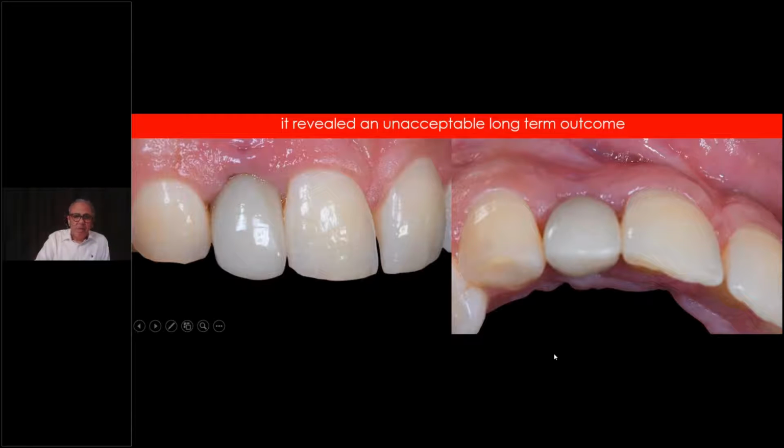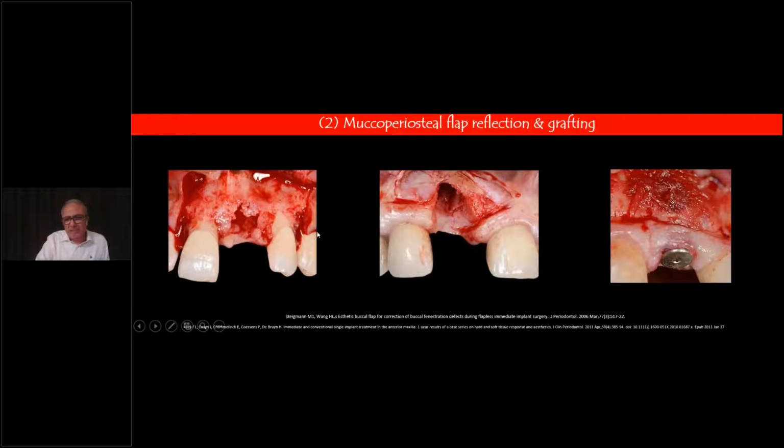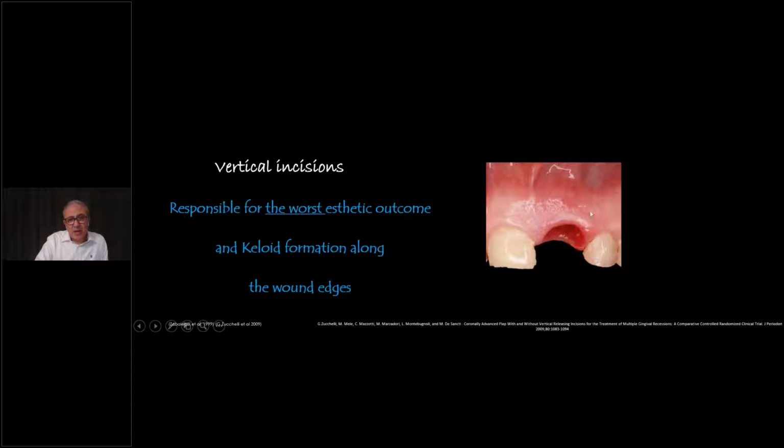Mucoperiosteal flap reflection. There are so many authors that introduced whatever types of flaps: buccal, esthetic, preservative, and full mucoperiosteal flap. All of these flaps involve a vertical incision.